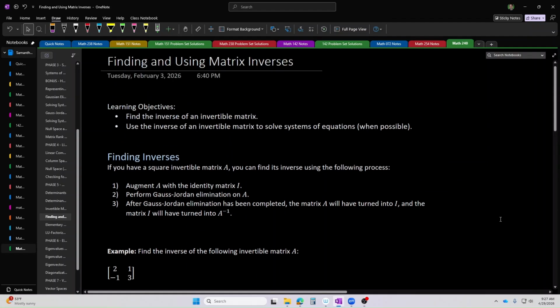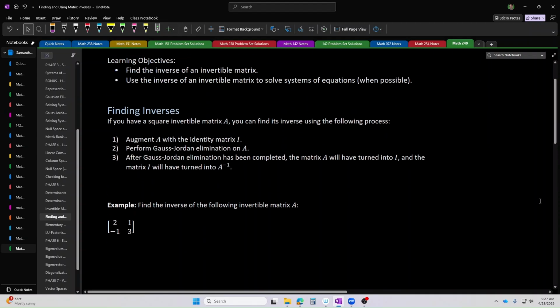So in today's video, I want to talk about how the inverse of a matrix can be calculated, and I'm going to talk about how to use the inverse of a matrix to help solve systems of equations when possible. So the process for finding inverses is to do a row reduction.